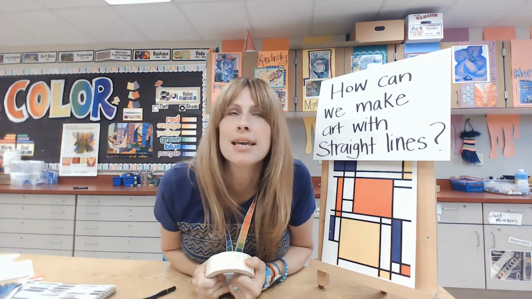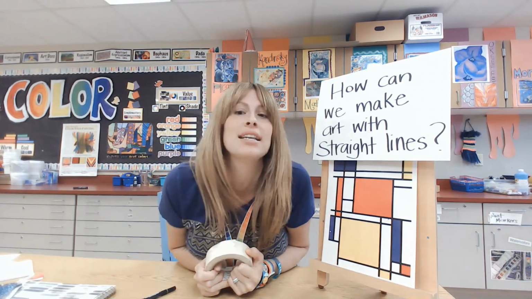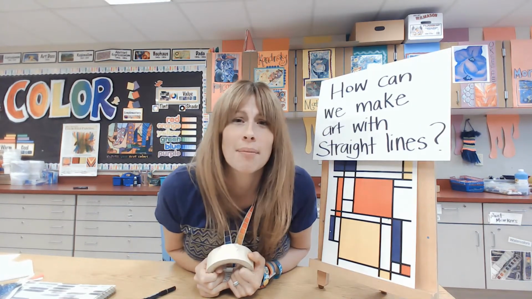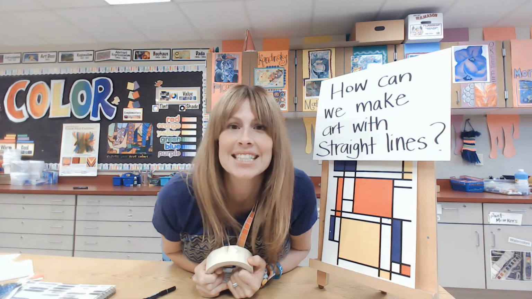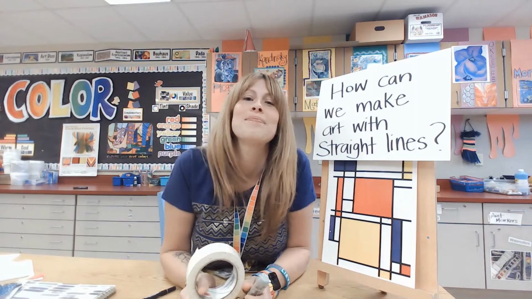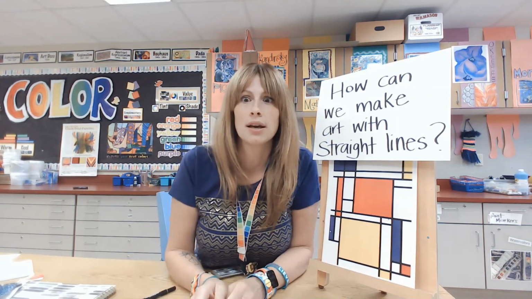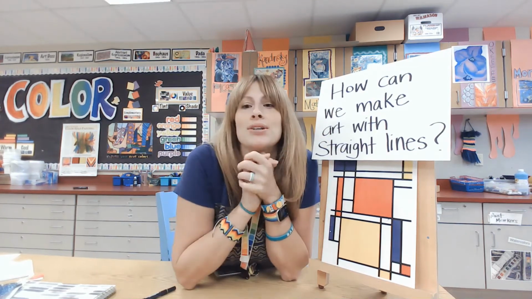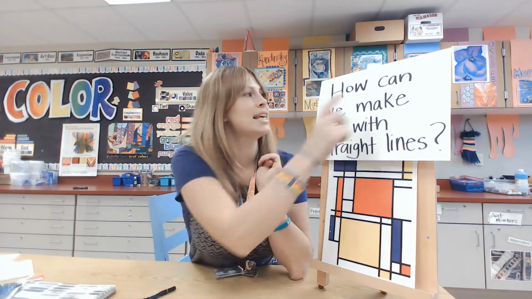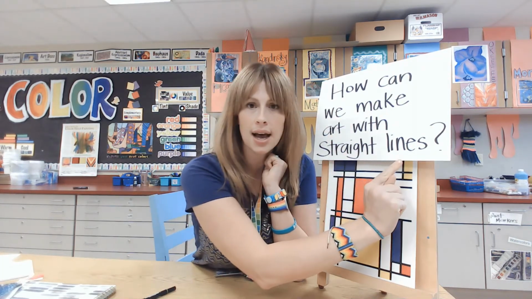Today we are going to keep talking about line. We have talked about different line types. We've talked about curved lines, and we made our kindergarten kings and queens last week with lines. And we made our curved line flowers, and today we are going to make straight lines. Our question up here says, how can we make art with straight lines?